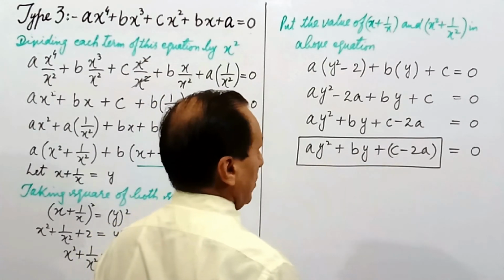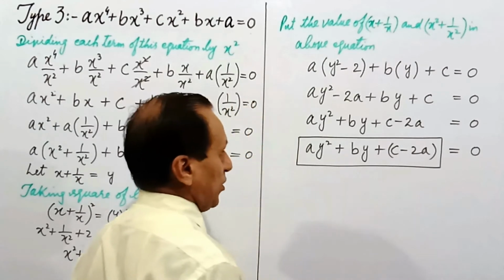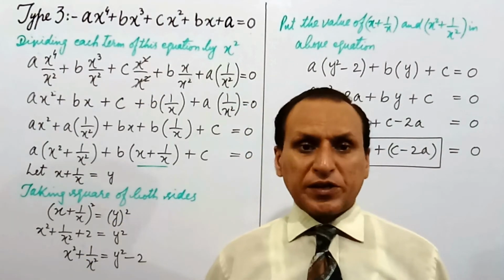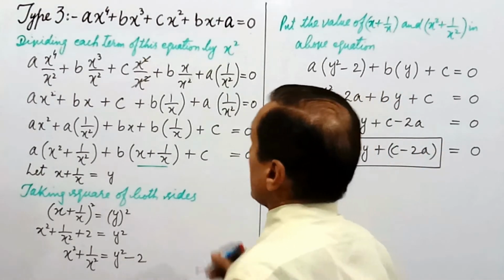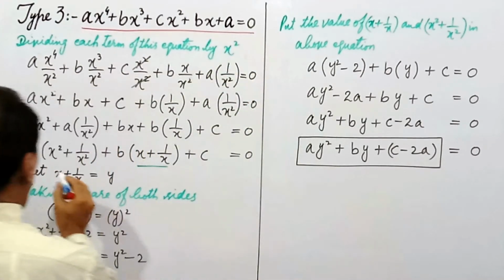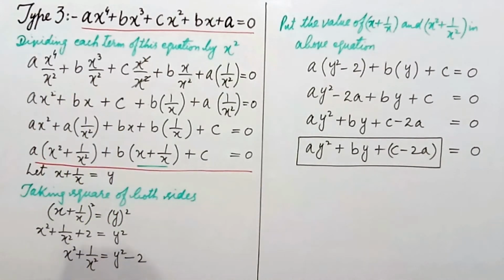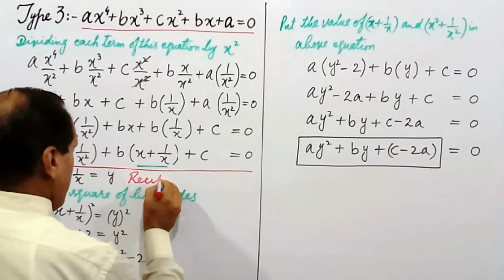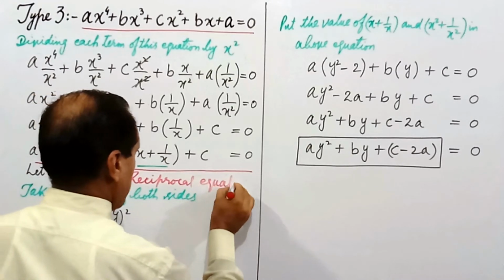Hence we can apply the formula on such kind of equations which are given to us in the next exercise, and we solve such kind of questions. Student, one important thing which we have to discuss in type 3 equation, that is either this form or this kind of form we are given. These two forms are called reciprocal equation.